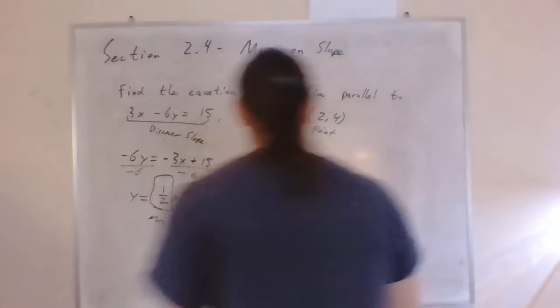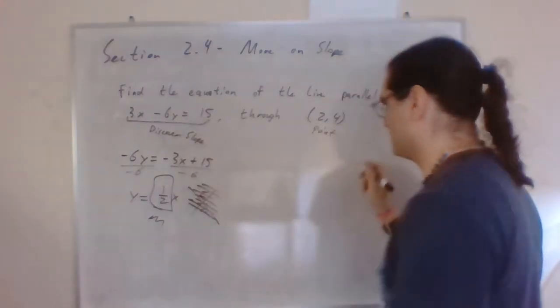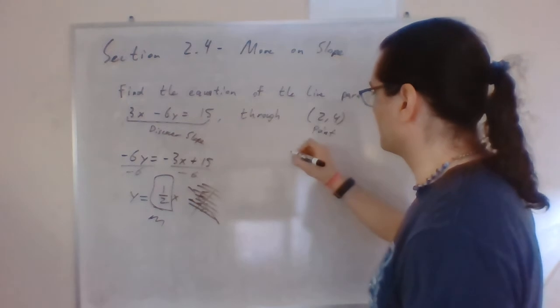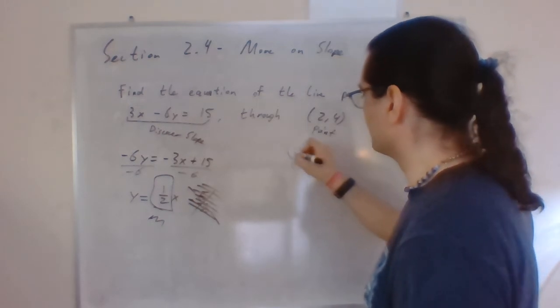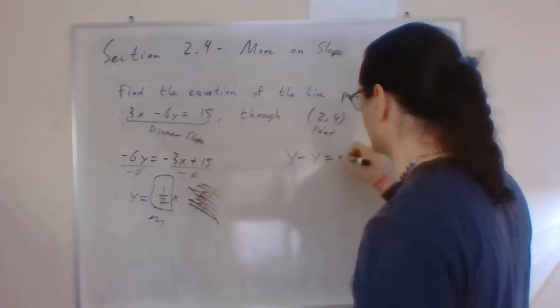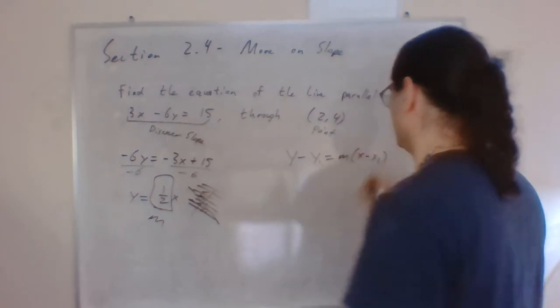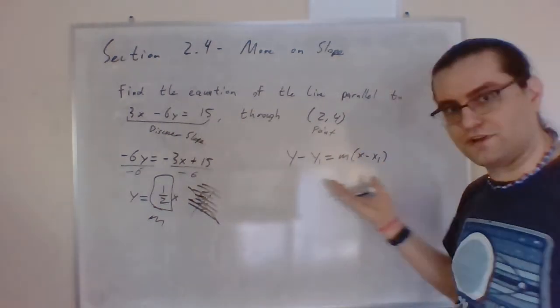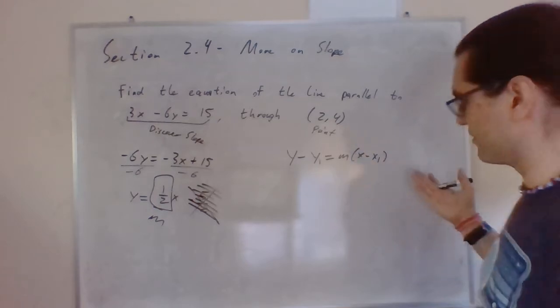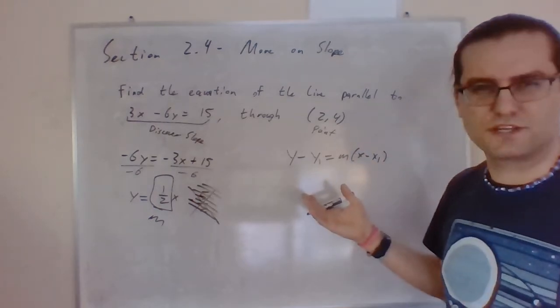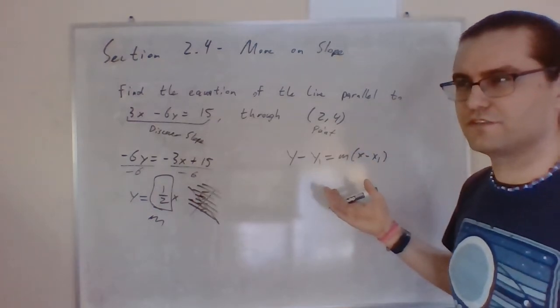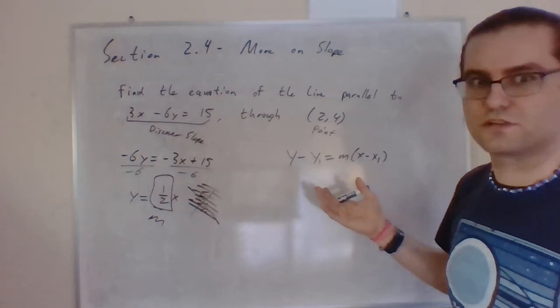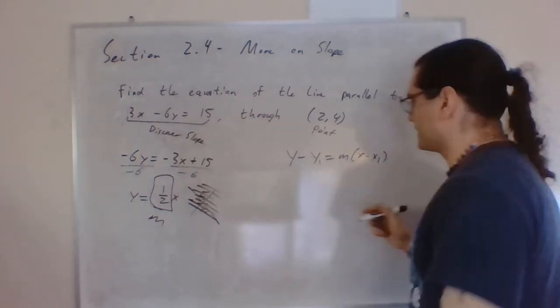So we're going to do point-slope form. It looks like y minus y1 equals m times x minus x1. I still write the whole thing out every time. I've been doing it for 20 years. When was I in algebra? 25 years? It's been a long time. I write the whole thing out every time.